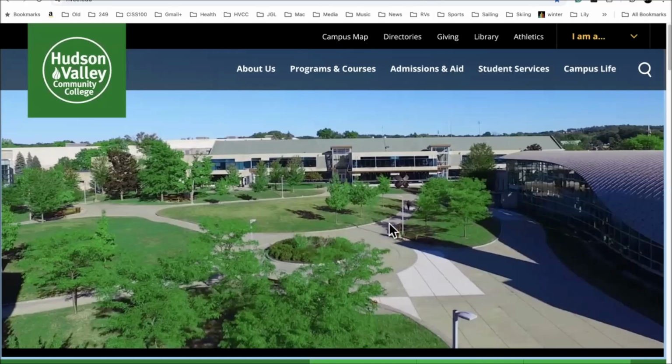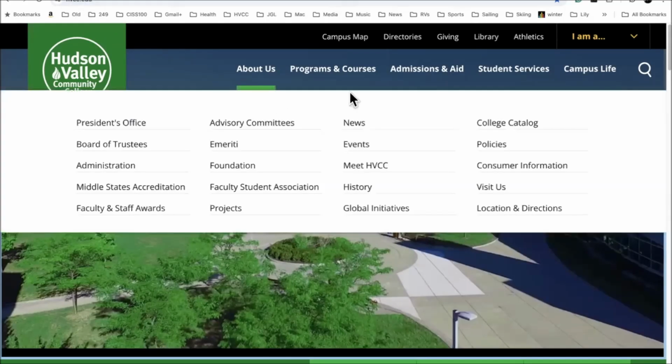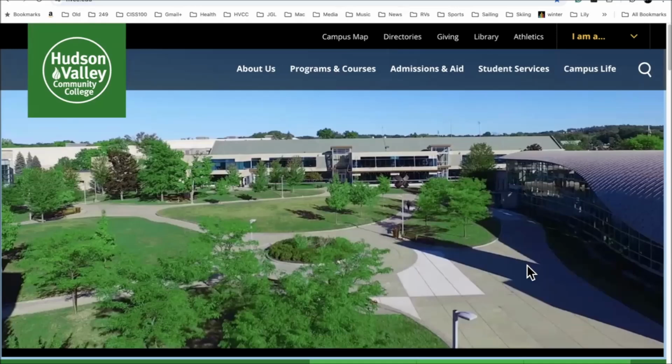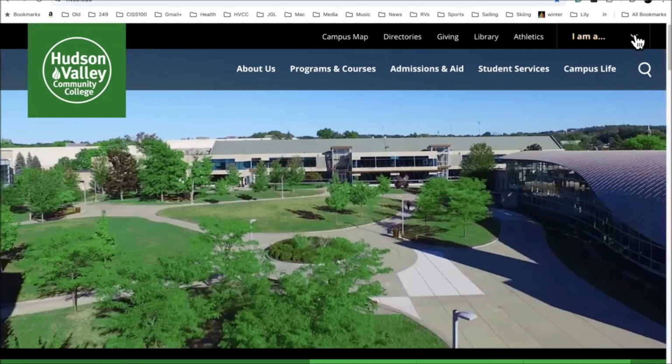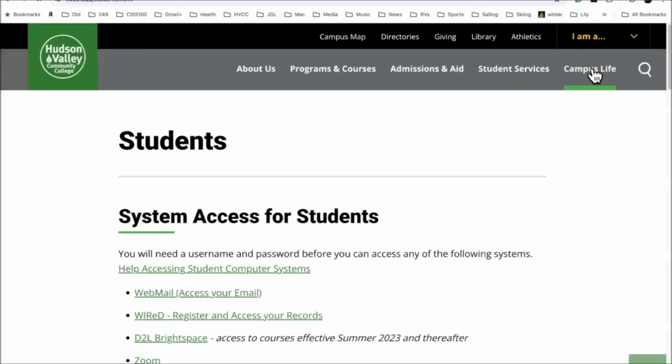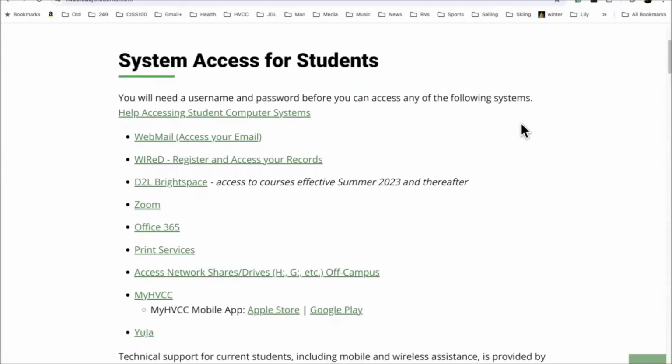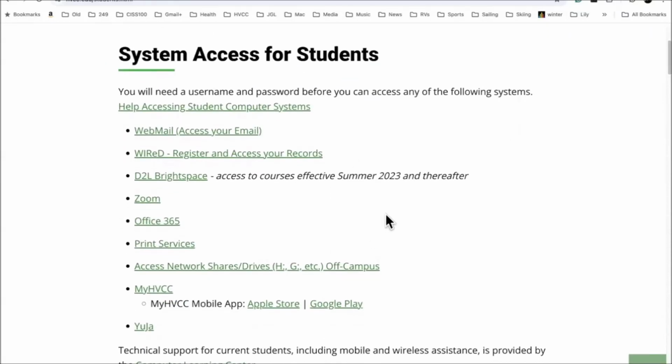Okay, I'm going to start with really just today an introduction to the D2L Brightspace environment and the structure of CISS 100. I'm starting here at the Hudson Valley main screen. This is again hvcc.edu. And to get to D2L, I know everybody's in the class already, but I'm recording this. So you would go to I am a student, and then here's the system access for students. And there are many things here.